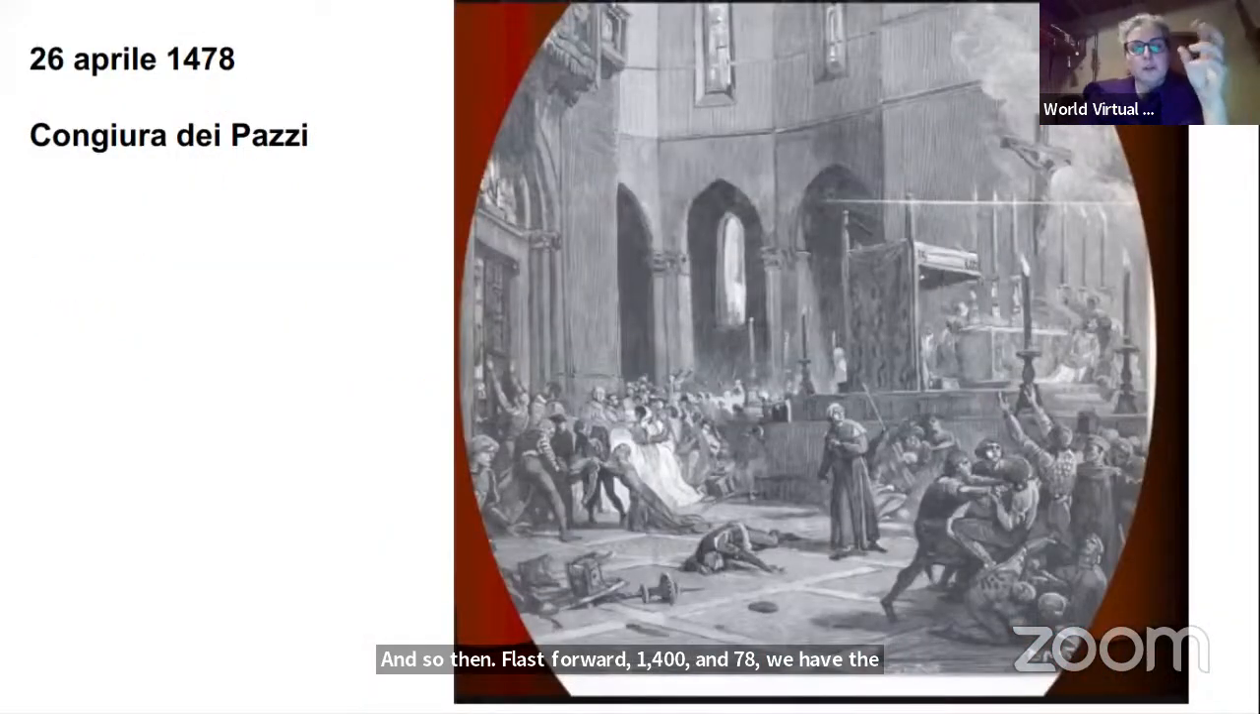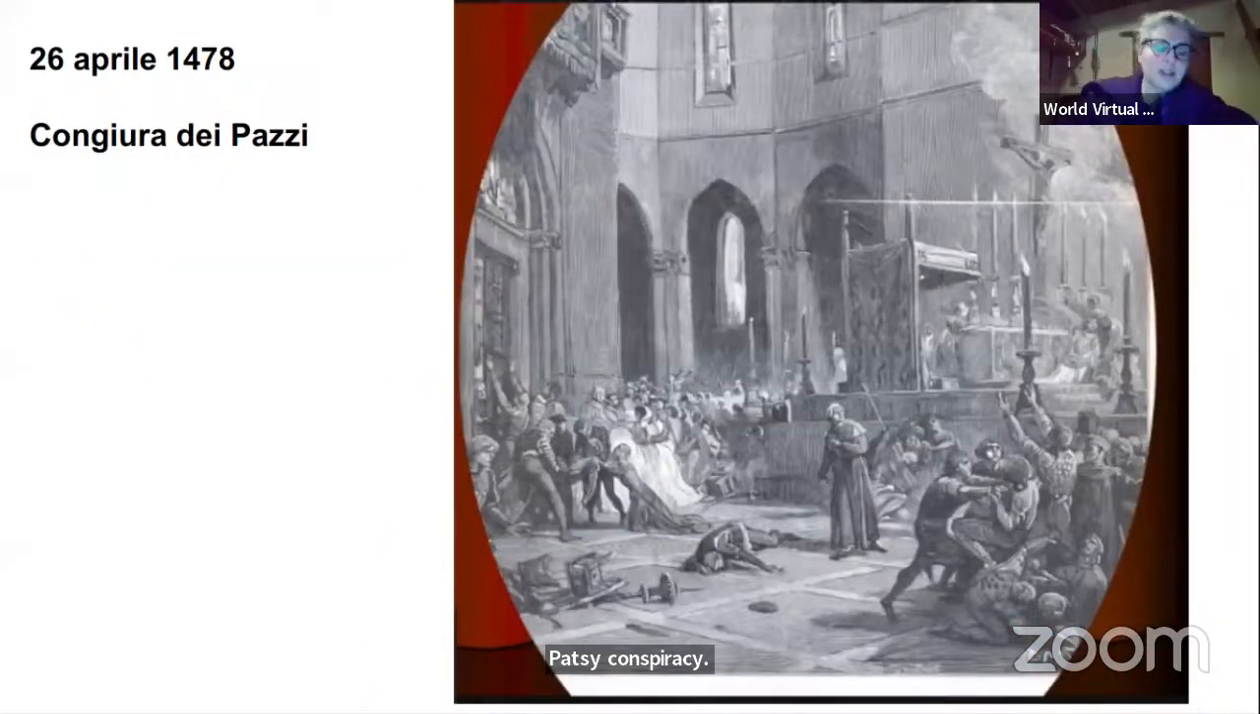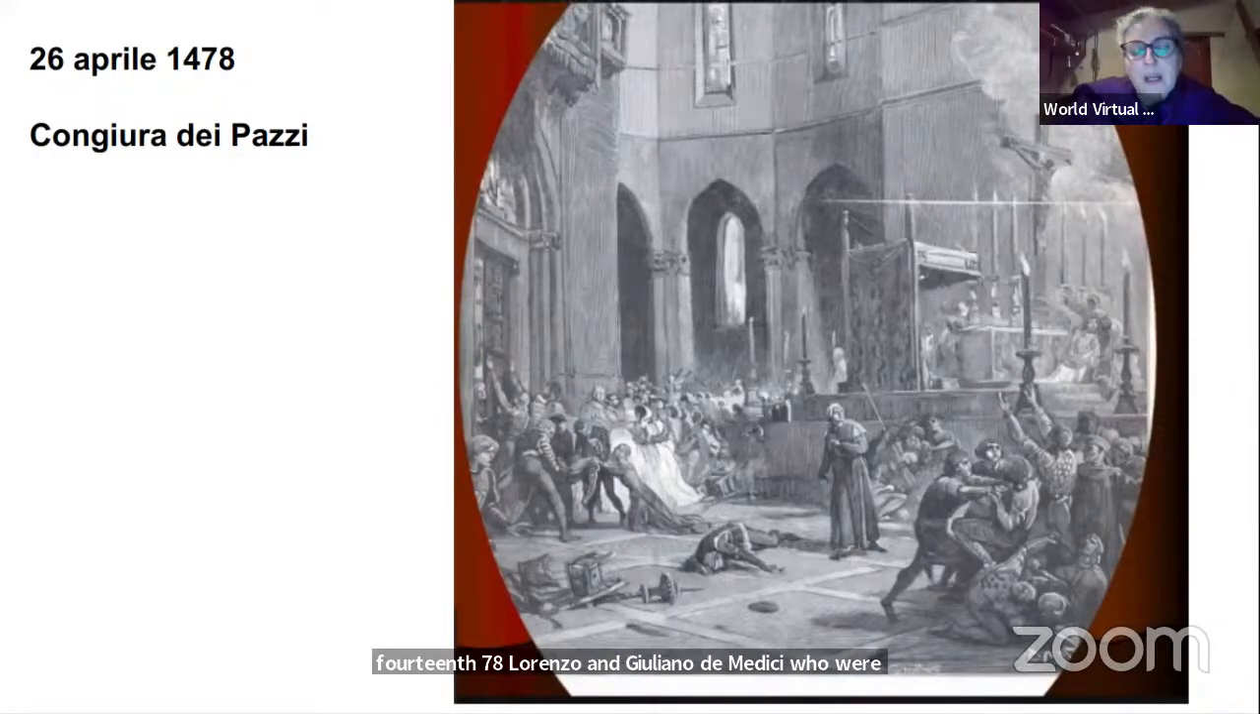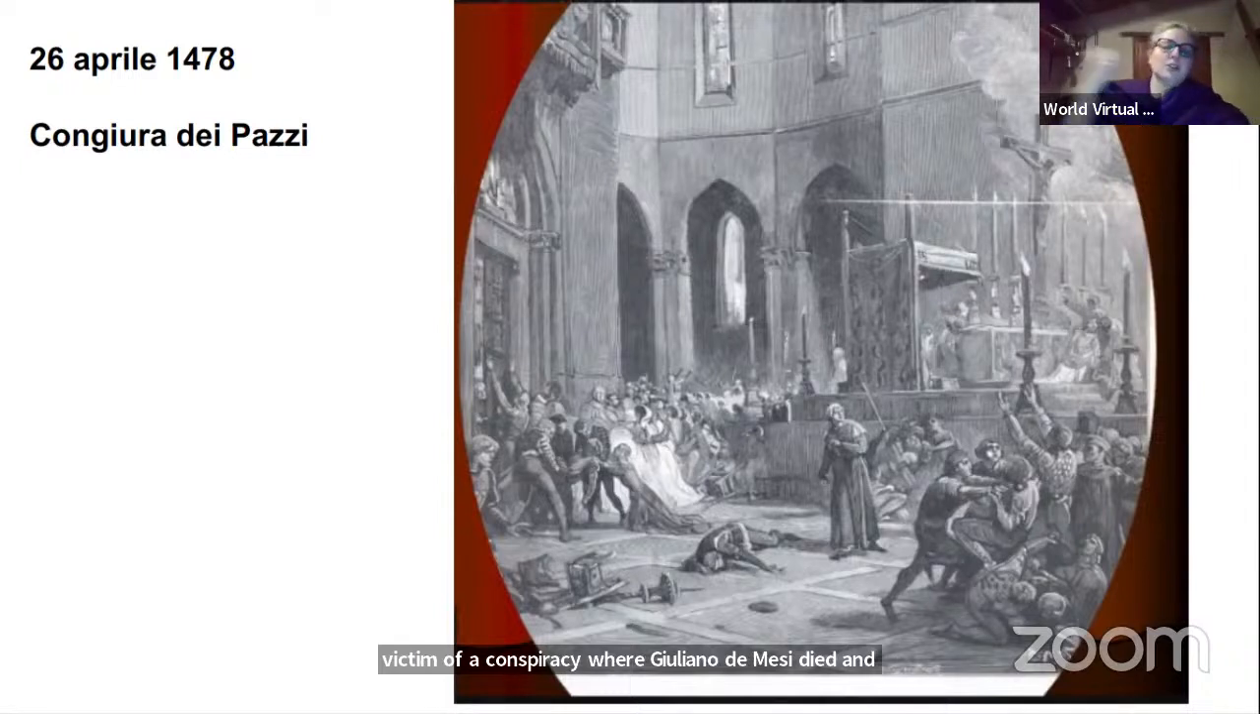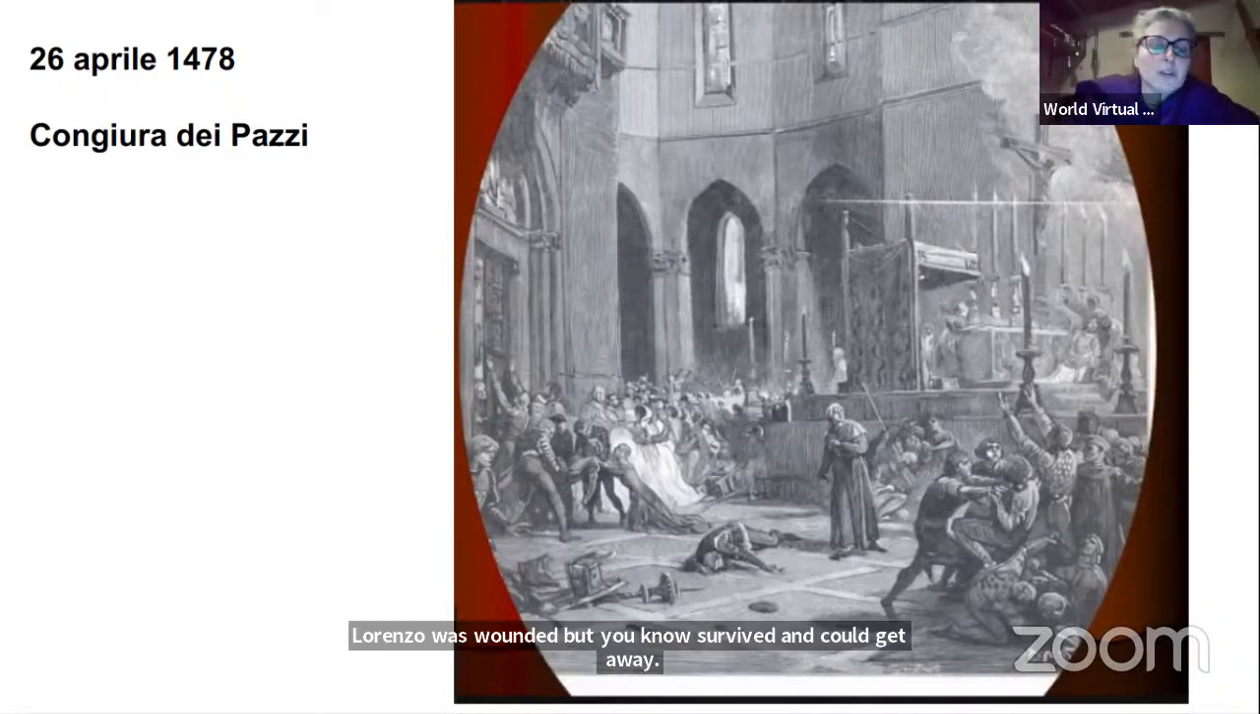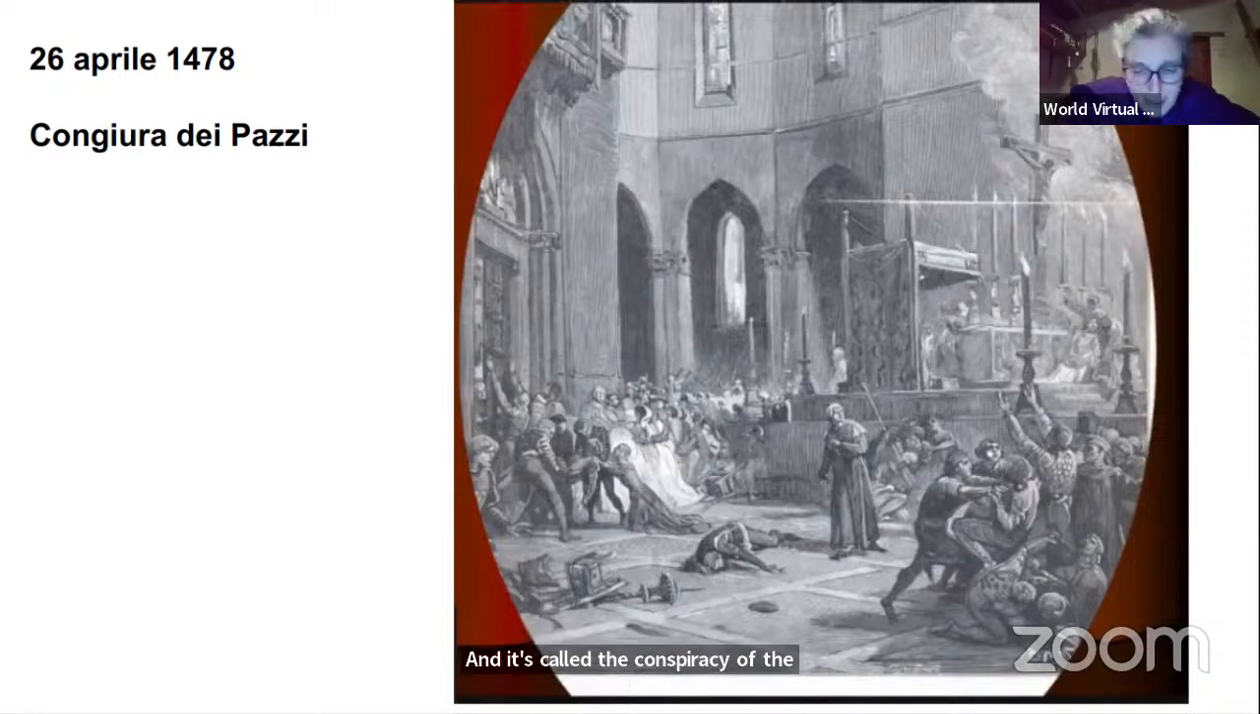The Pazzi conspiracy was on the 26th of April 1478. Lorenzo and Giuliano de' Medici, who were attending mass in the Florence Cathedral, were victims of a conspiracy where Giuliano de' Medici died and Lorenzo was wounded, but survived and could get away. It's called the conspiracy of the Pazzi because the Pazzi family, the big rivals and big bankers in Florence also, are considered to be the organizers of this conspiracy.